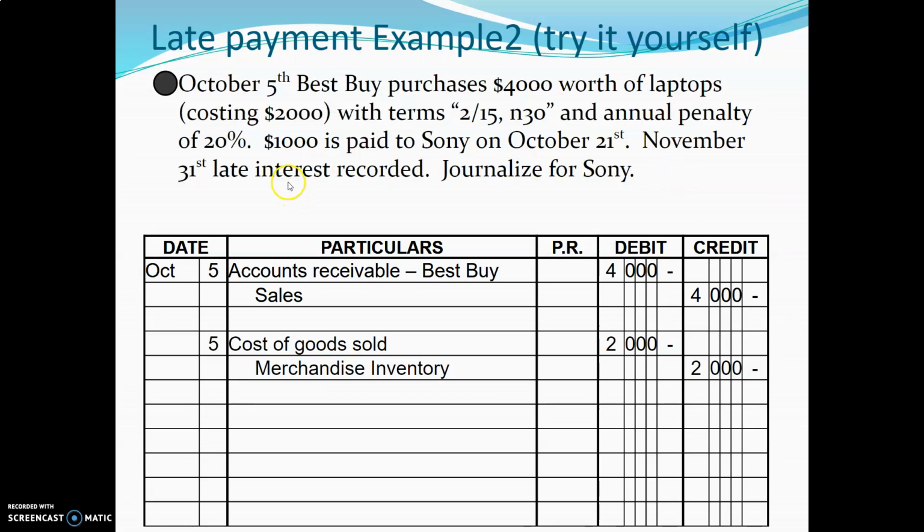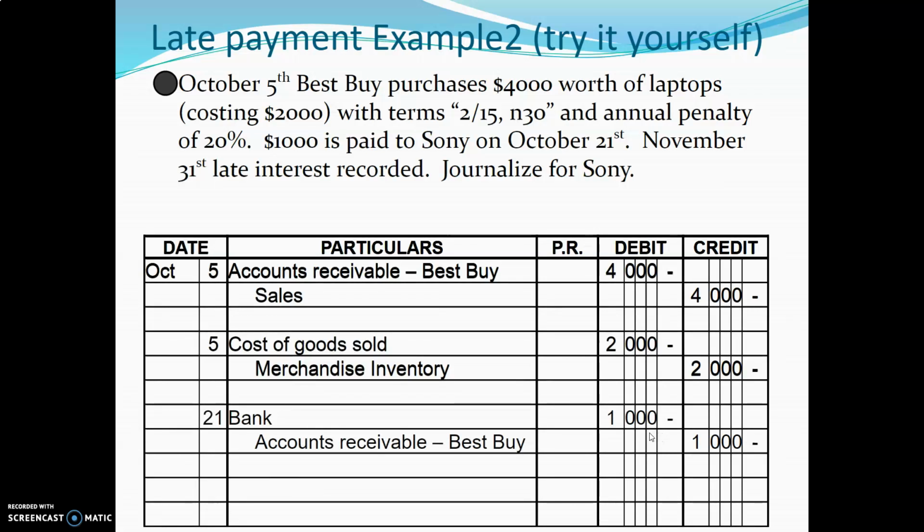We have this payment which happens on October 21st, which will go here. And since we're being paid, it's being paid with bank, and our bank account, since we're receiving it, goes up by $1,000, and the accounts receivable from Best Buy goes down, which means we're crediting it $1,000.